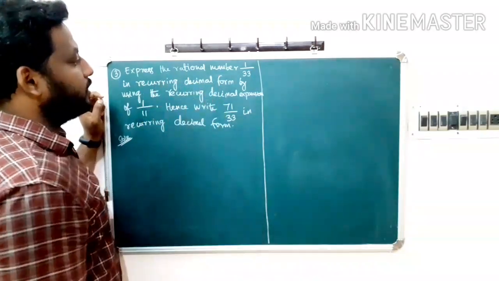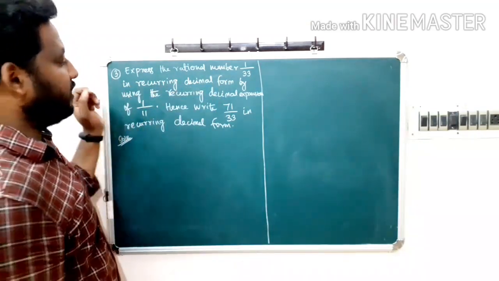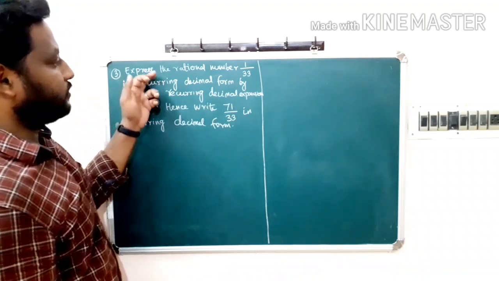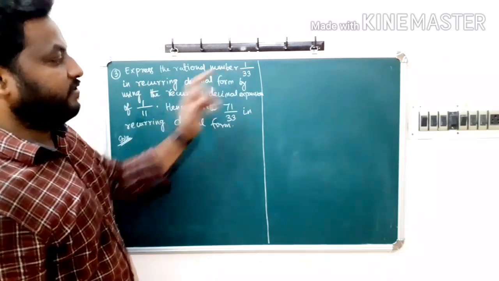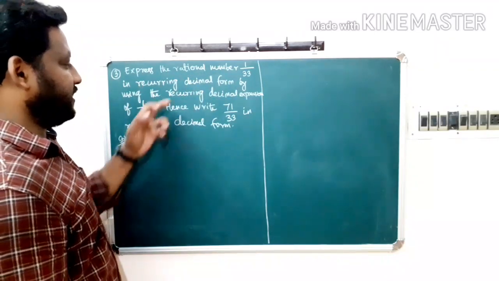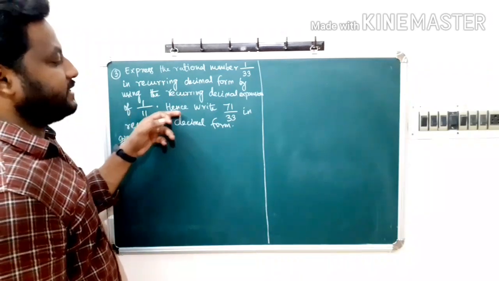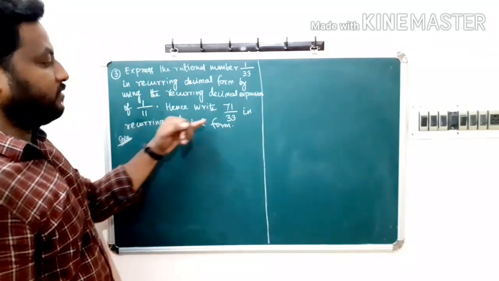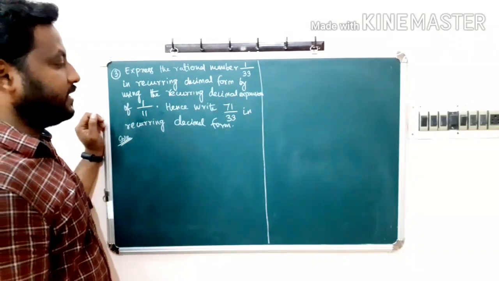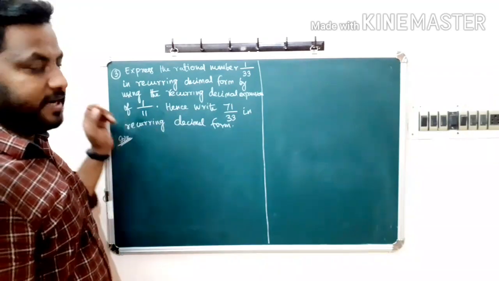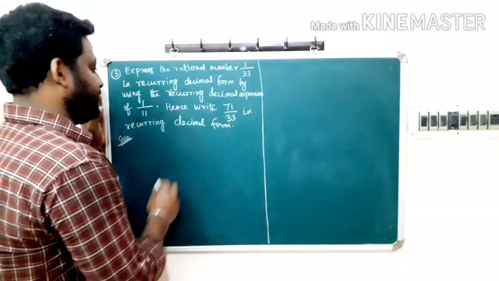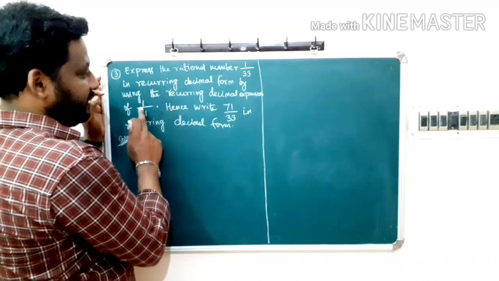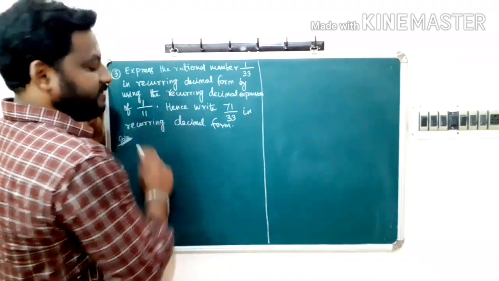Express the rational number 1 by 33 in recurring decimal form by using the recurring decimal expansion of 1 by 11. Hence write 71 by 33 in recurring decimal form. So you have to find the decimal expansion for this rational number. First of all, what number is given? 1 by 11. Obviously 1 is divided by 11.